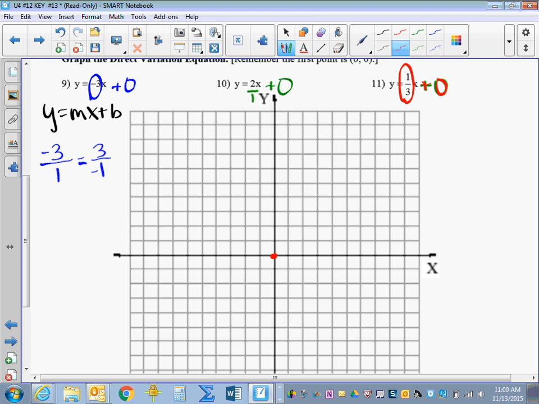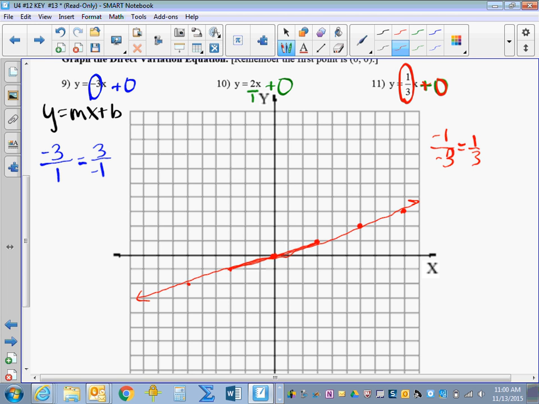It's positive. So I rise 1, up 1, right 3. Up 1, right 3. Or again, I could make both negative, because that cancels out to be a positive. So down 1, left 3. Connect these dots. And again, notice it is centered at the origin, because for all of my direct variations, my y-intercept is 0.